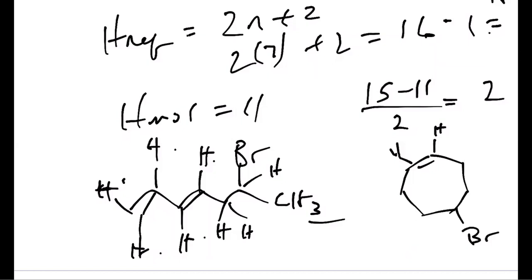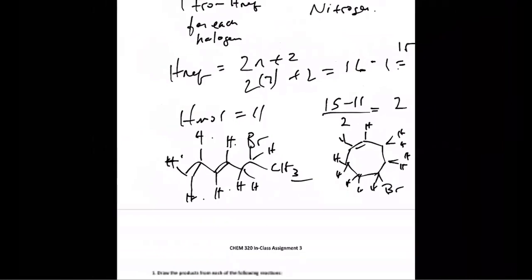So that's two hydrogens there, and every other carbon has 2, except for the one where bromine is. All right, so that should be 11, is that right? 2, 4, 6, 8, 9, 10, 11. Right, so that's an idea of how to take the degrees of unsaturation and then apply it, right?